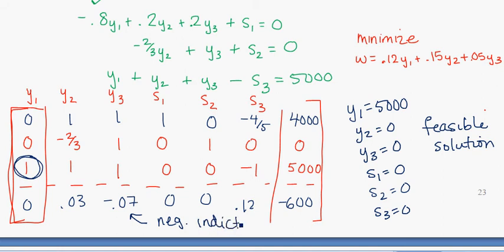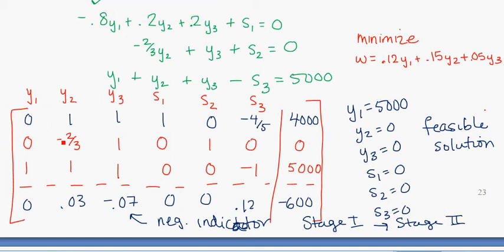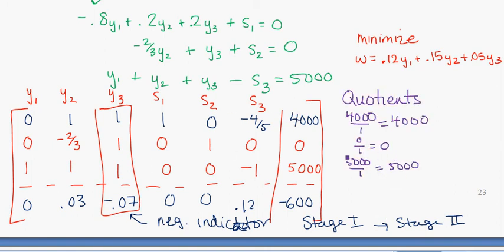And so we're going to proceed into, indicator, sorry, spelled that totally wrong. So stage 1 is complete, and we're going to move on to stage 2, which is to perform the simplex method. So we look at this column that has the negative indicator in it, and we perform all of our quotients here. And so all of these are positive, so we look at all these quotients and we choose the smallest one, and so our pivot row is going to be the second row.